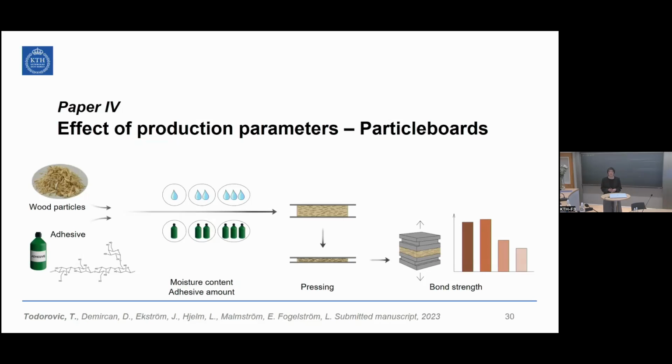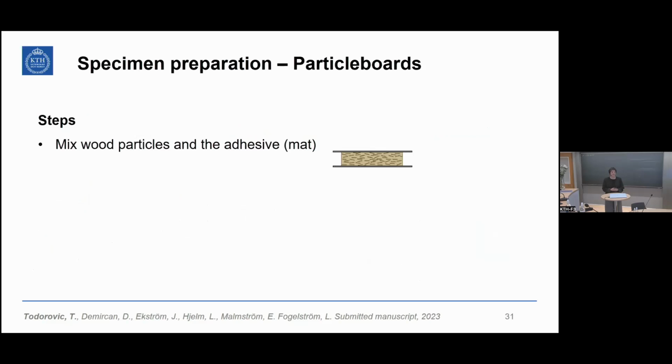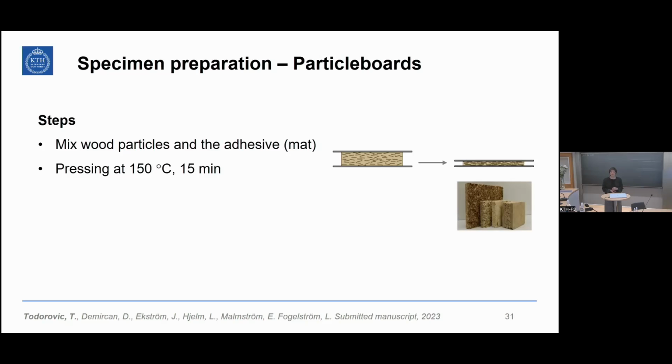And now coming to papers where we used wood particles as substrates. In the first paper in this group, or the fourth paper in total, we used wood particles and locust bean gum as adhesive. And we analyzed how water content and adhesive content affect the strength of the particle boards. So when we prepared particle boards, we first mixed wood particles with adhesive, and this mixture before pressing is called mat. Then we press them at 150 degrees for 15 minutes, and this is an image of how these particle boards can look after pressing.